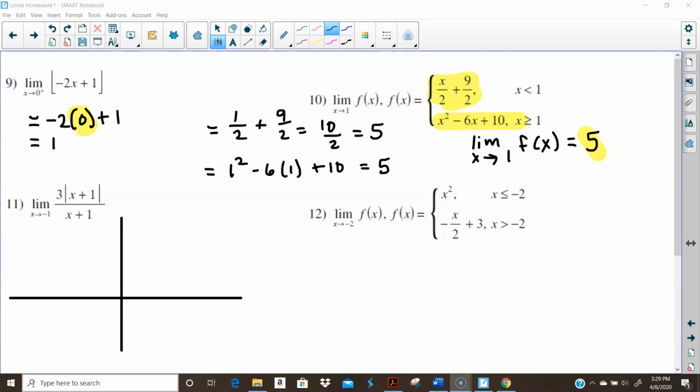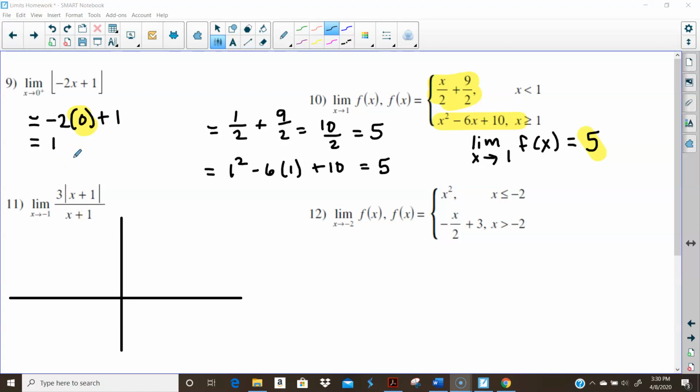In number 11, we have an absolute value problem that will have the same pattern as the problem that we did before, which was question number 8. So the first thing is, if I were going to do direct substitution, when I would plug in negative 1 here and negative 1 here, I'm going to end up with 0 over 0.